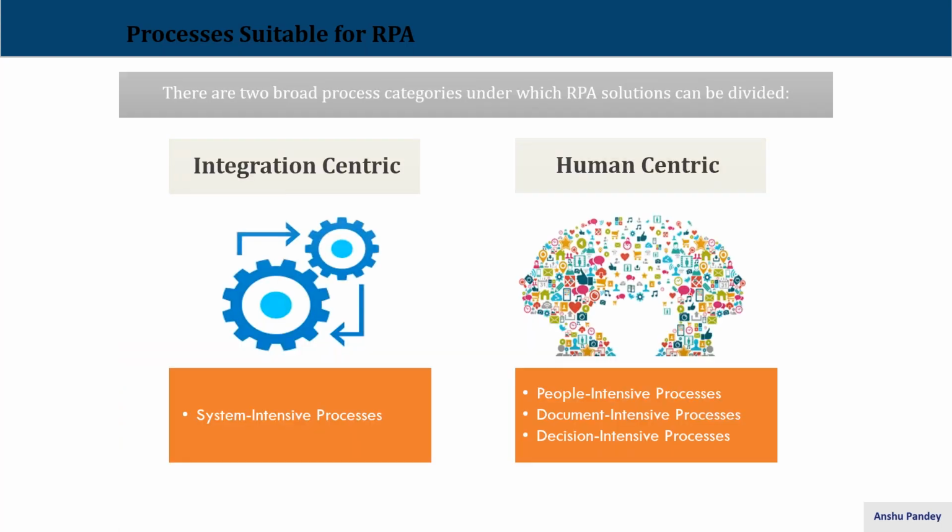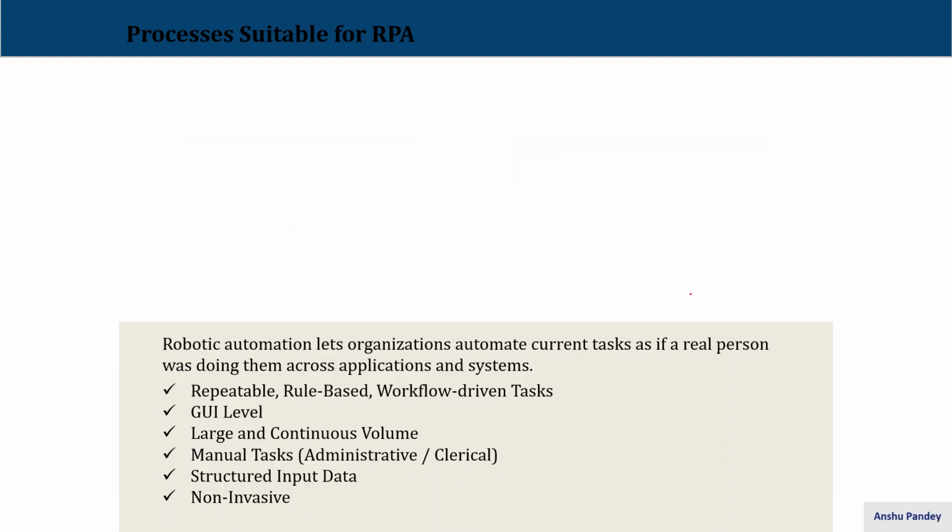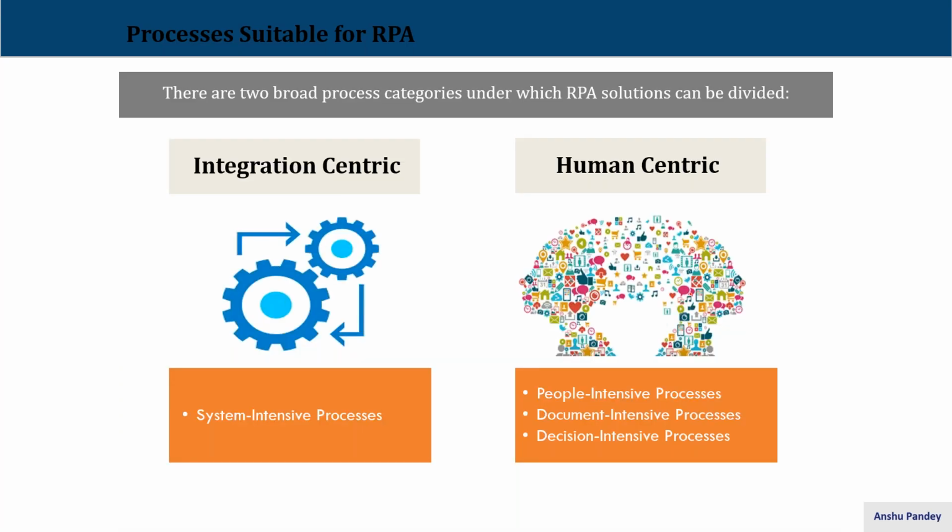What kind of process could be suitable for it? You can say processes which are repetitive, mundane, very lengthy, non-invasive, and structured-data related are very much suitable for RPA. So RPA is more integration centric. It's more about collecting or connecting multiple software and tools. It's also human centric, so you can do people-intensive, document-intensive, or design-intensive processes with it.